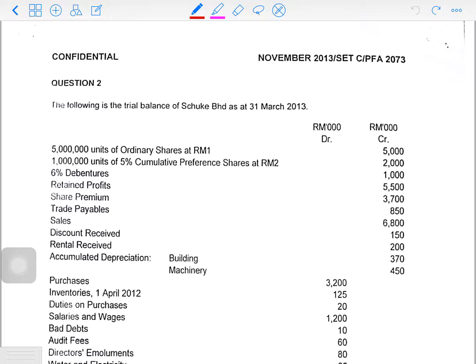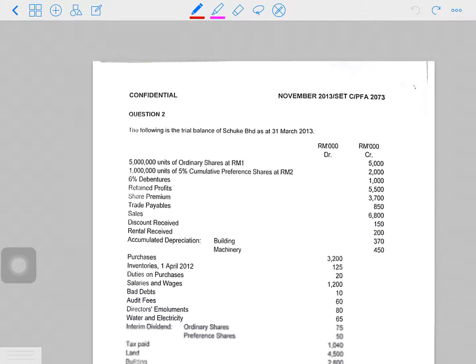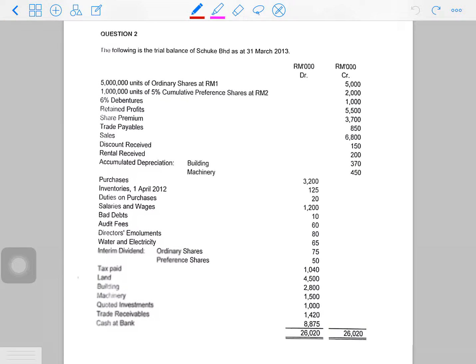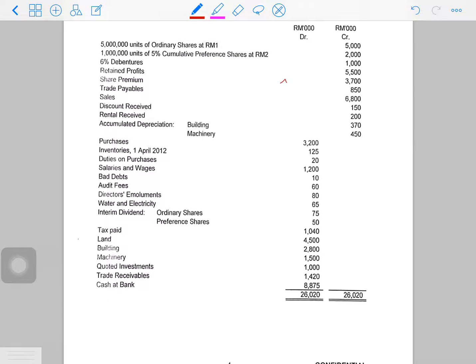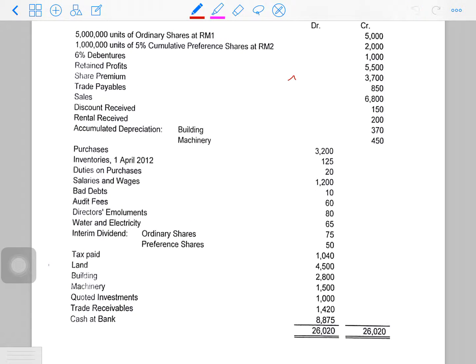In your final exam, the question will give you the trial balance. Normally this is question number 2, and the first thing that we will give you is your trial balance. If you take a look here, they give you a set of trial balance. A trial balance is actually a list of accounts: assets, liabilities, equities, reserves, and so on.